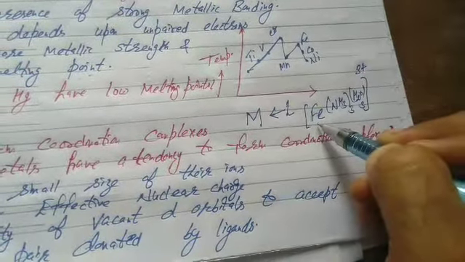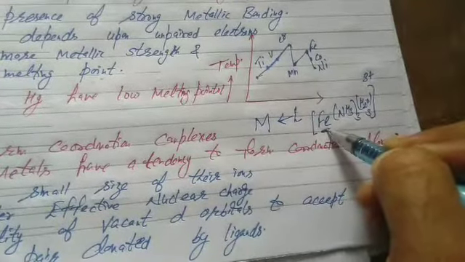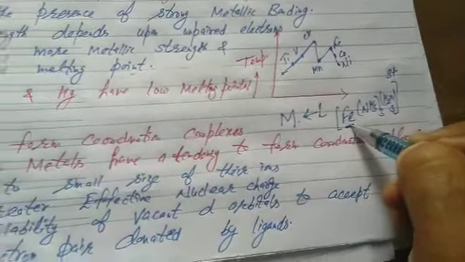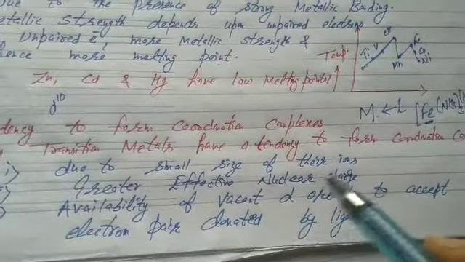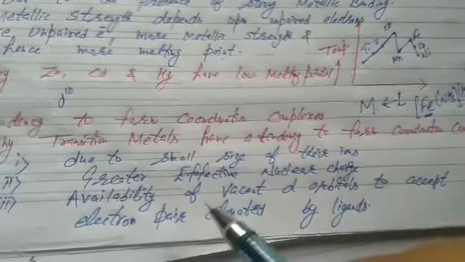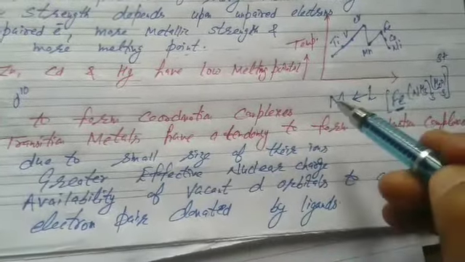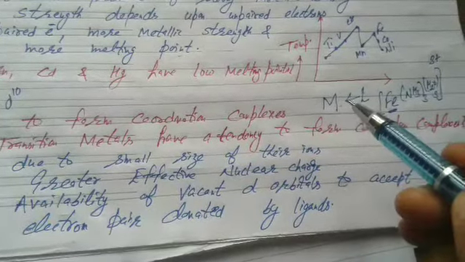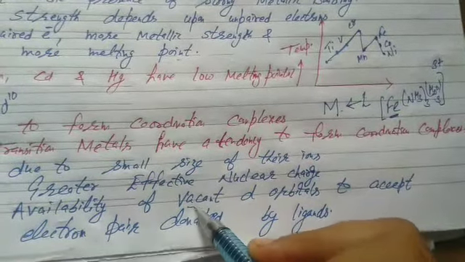Now the question is, why transition metals have the tendency to form coordination complexes? Metal ion is always transition metal. Due to small size of their ions, greater effective nuclear charge, and the key point is availability of vacant d orbitals to accept electron pair donated by ligand. Students, going to remind, that's the only question in which we use the term vacant d orbital.